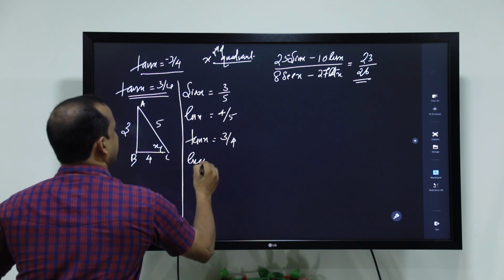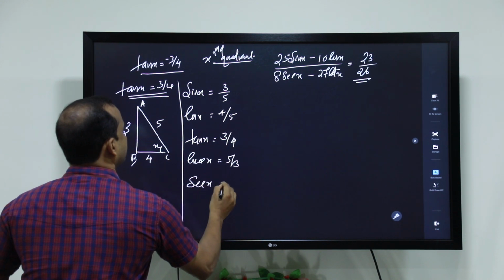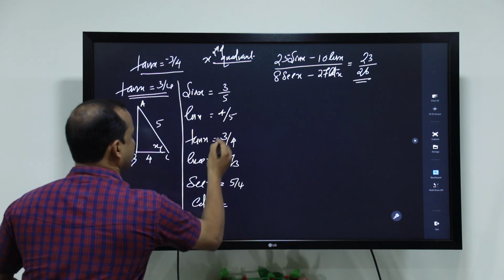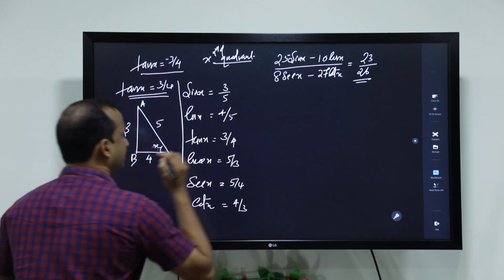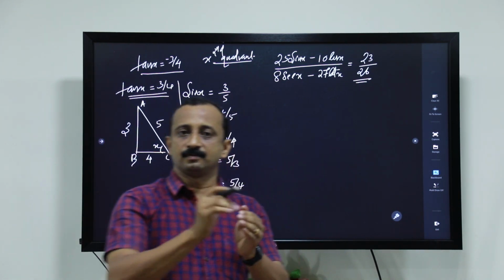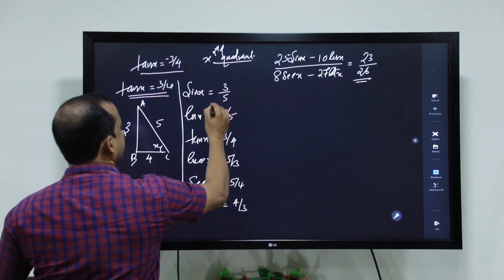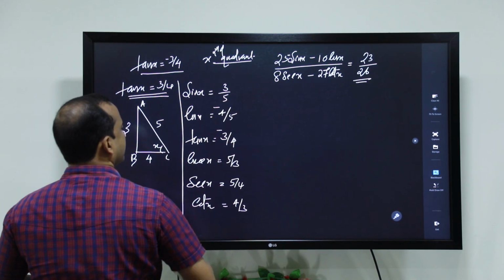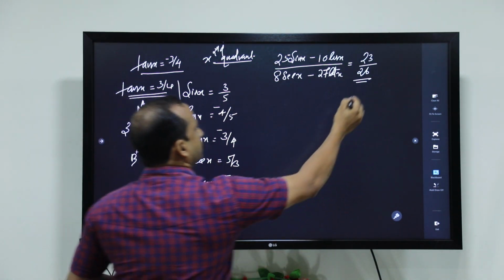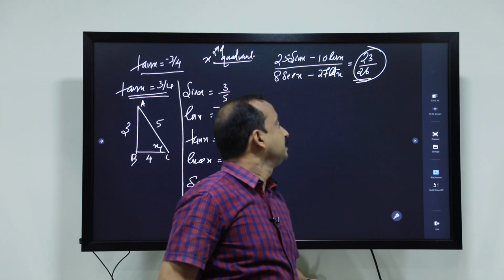Then cosec, reciprocal, that is 5 by 3. Sec x, reciprocal, 5 by 4. And last, cot x, reciprocal of tan, 4 by 3. You know, our function lies in the second quadrant, where all silver tea cups: sine and its reciprocal, cosec, are positive, all other are negative. That is, sine is positive, cos negative, tan negative, cosec is positive, sec and cot are also negative.